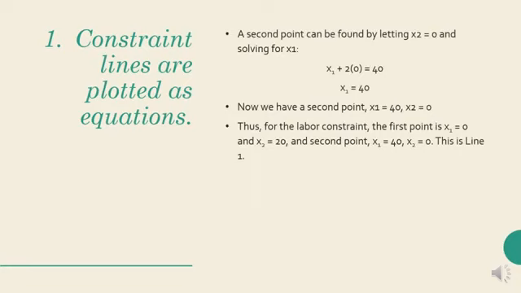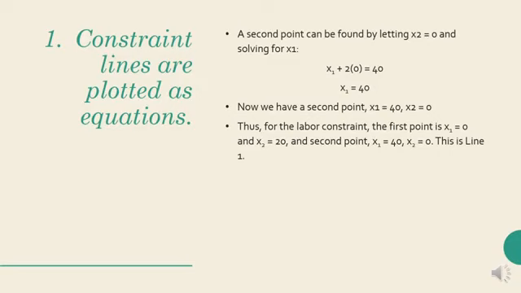A second point can be found by letting x2 is equal to 0 and solving for x1. So, kanina, yung x1 ang 0. This time, ang x2 naman ang 0. Okay, so x1 plus 2 times 0 is equal to 40. x1 is equal to 40. Now, we have a second point. x1 is equal to 40 and then x2 is equal to 0.